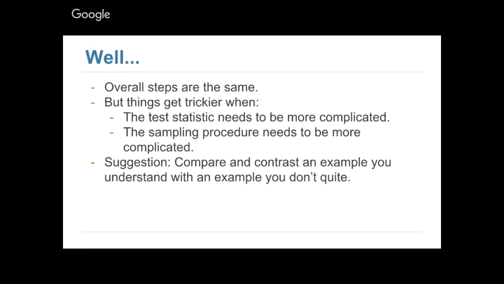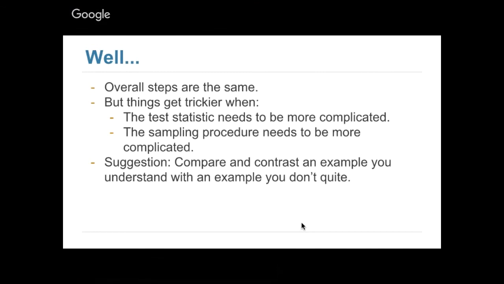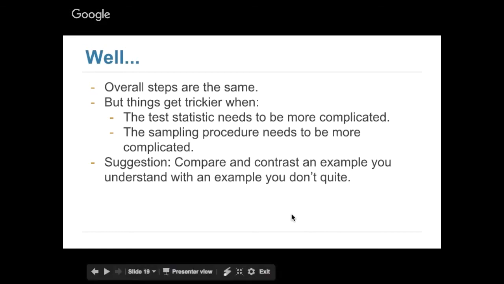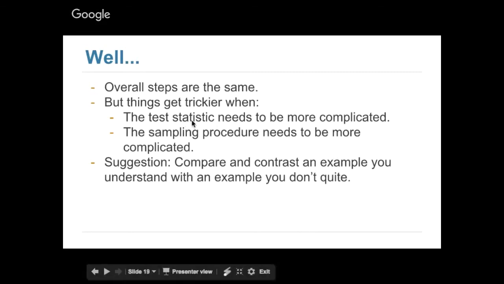I really want to emphasize that to you because I would like you to go back and take an example that you understand. If you understood the coolness example, take that one. If you understand a coin flipping example, take that one. Take one you understand, compare and contrast it with one you don't quite get, and just look at the differences between the two. You'll notice that the differences are almost always here and here. Okay, so try it out. I'll see you tomorrow.